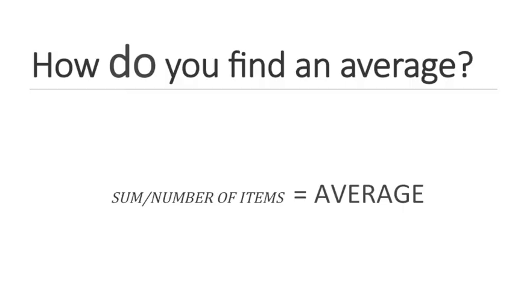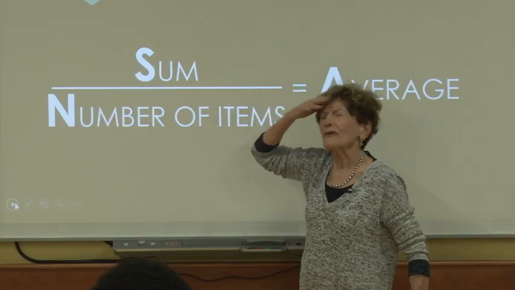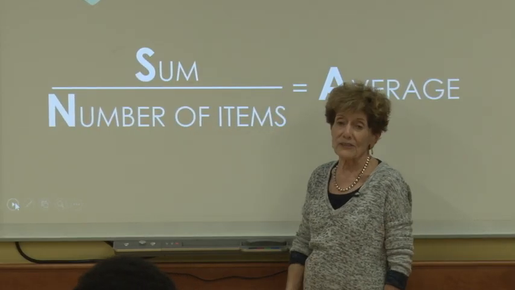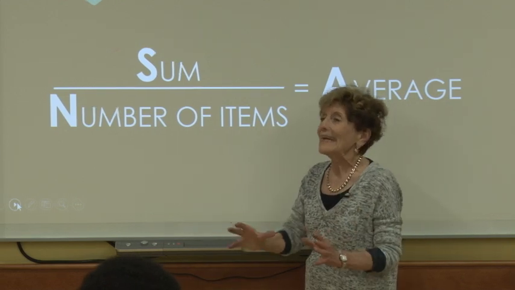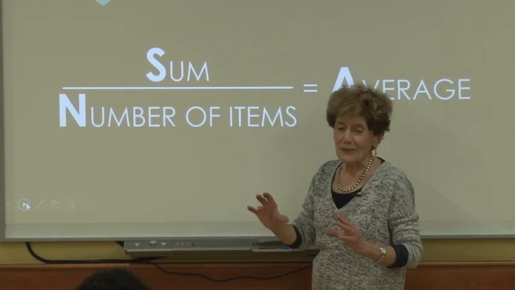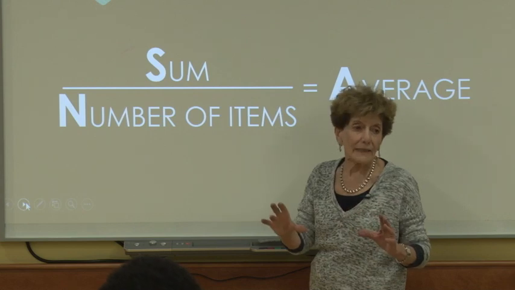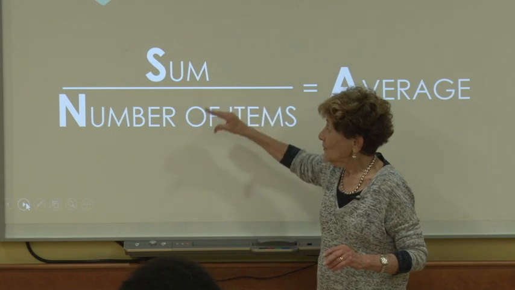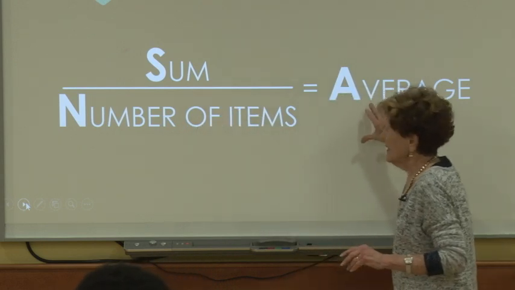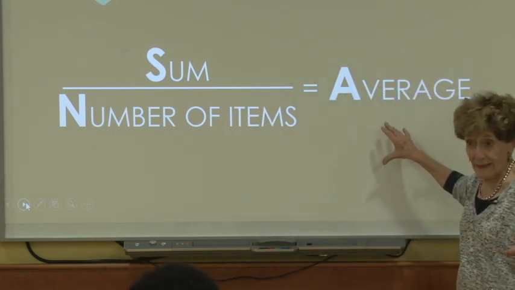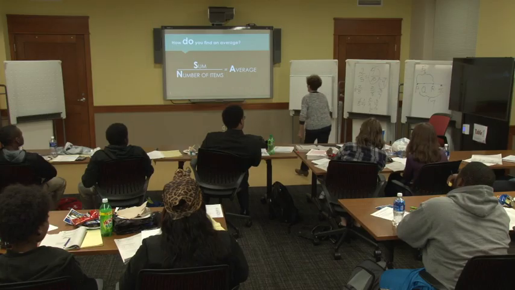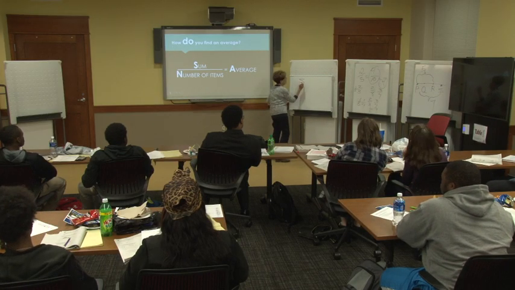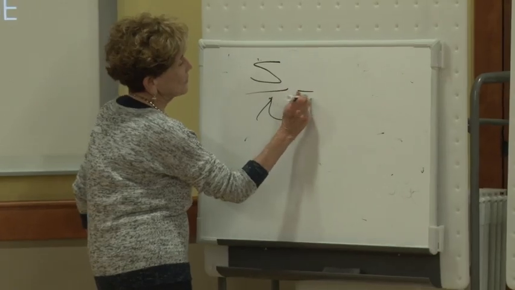How do you find an average? How do you find an average? Right. If I ask kids, how do you find the average? They'll say, you add them up. Again, somebody should have said to you, you add them up and get what? A sum. Right. It's the sum divided by the number of items, and you get an average, right? That's how you get an average. Okay. So you've got sum over number of items equals average.